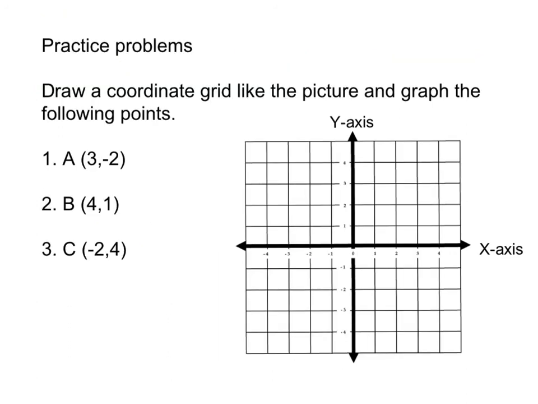You have 3 practice problems. You're going to have to draw a coordinate grid just like the picture and then graph these 3 points and label them A, B, and C. Don't forget your own word problem or question and rate your understanding.